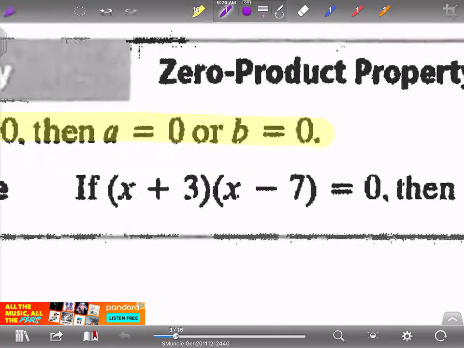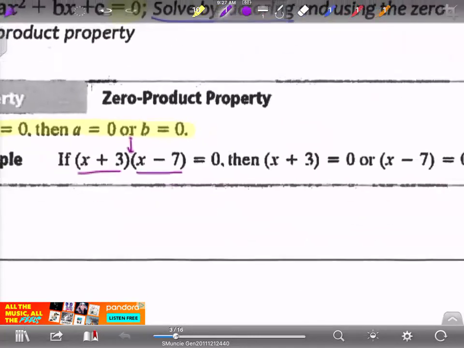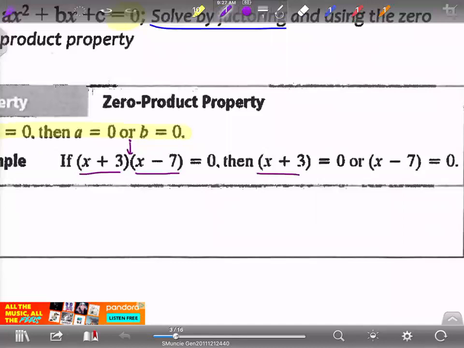So looking here, we have two factors. Here's one factor, here's another factor. Right here in the middle is multiplication. These two factors or sets of parentheses are being multiplied together and their product equals 0. What that means is one of those two factors must equal 0. So either x plus 3 equals 0 or the other set of parentheses x minus 7 equals 0. And today we're going to solve both of them.